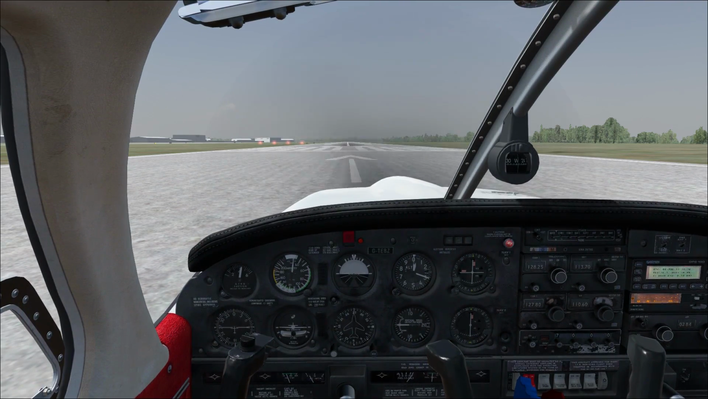I know all this crosswind, it was a lot of maths today, but we're going to put this all into practical use in the next episode, so make sure you stay tuned for that.